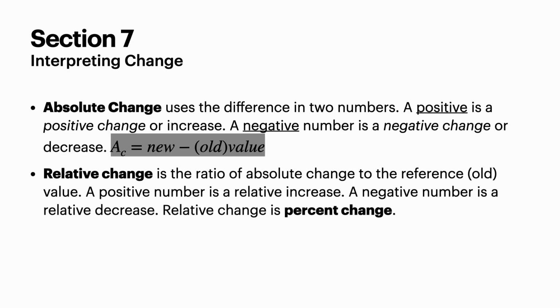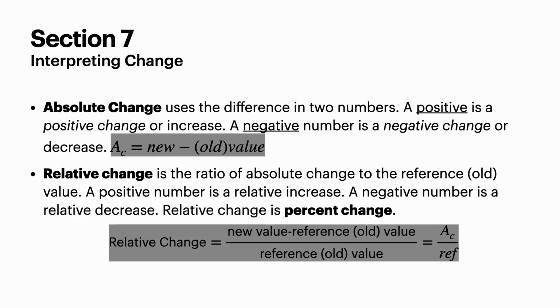Relative change is the absolute change divided by the old value. So in our case with the candy bar, that would be $1.50 minus 50 cents. That's $1. So it'd be $1 divided by 50 cents. And that would be the ratio of the relative change. So that's absolute change divided by the reference value. We will report this as a percentage, okay? So we'll report that as a percent change.